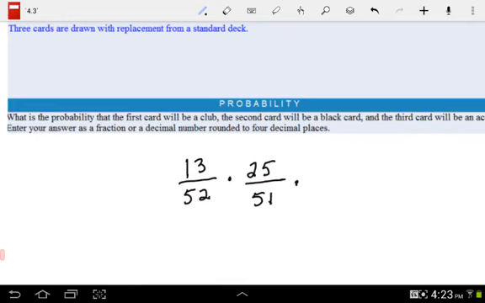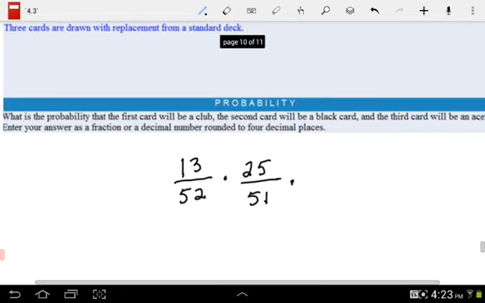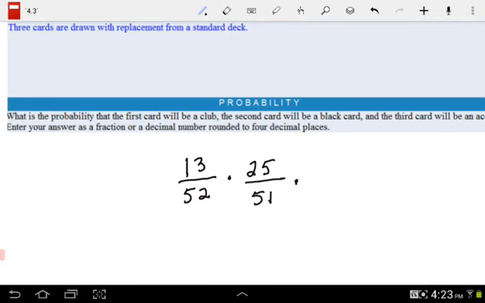And the third card will be an ace. Let's think how many aces are in there. Now we're assuming that these weren't aces, that we would have 4, but now we've already pulled 2 cards, so that would just leave me with 50. So 4 out of 50 to pull an ace there. So we multiply those out. That'll give us our answer there.